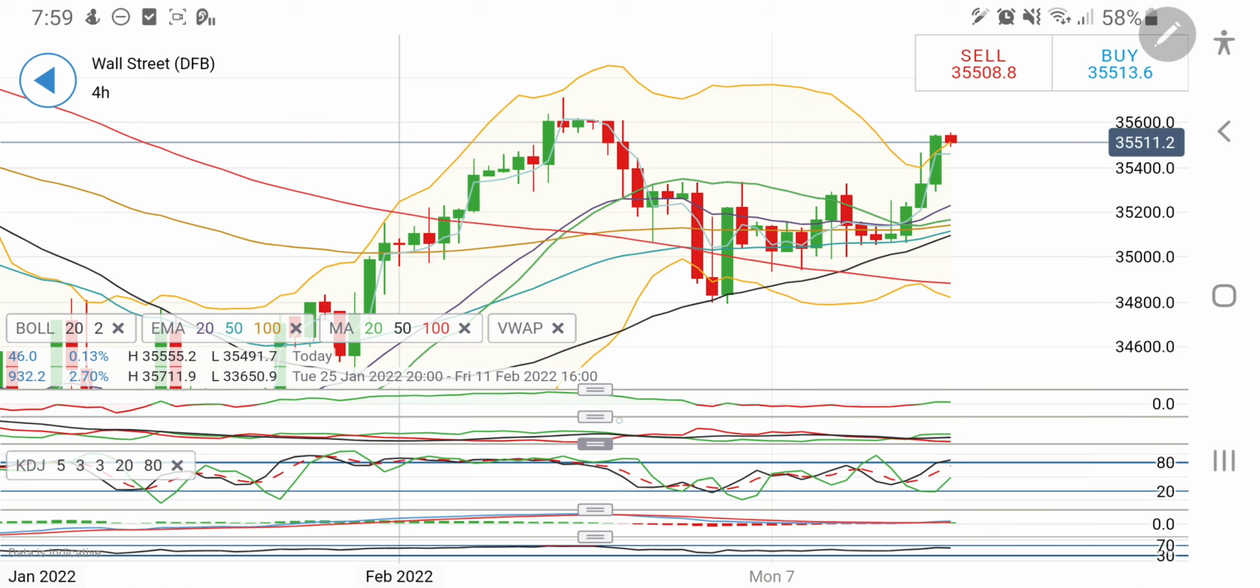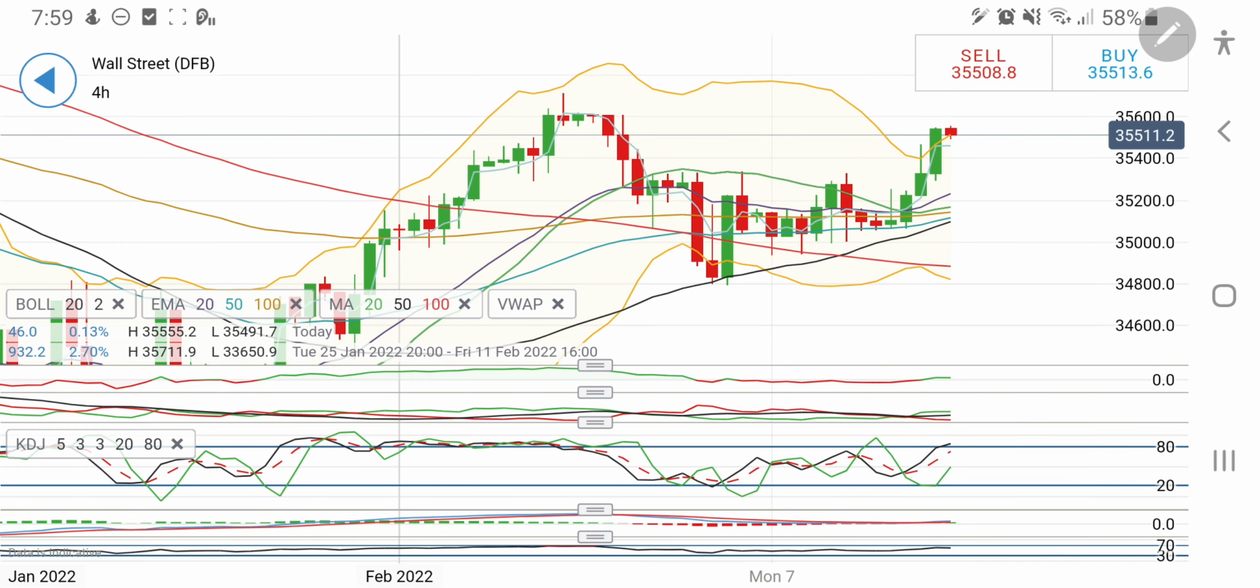Also on the 4 hour charts, it is overbought, and hence we can expect it to make a pole and flag pattern, where you can expect it to drop towards 35,400 and 35,350 levels. From there it might rise again. This is for US 30. Let's move towards US 100.